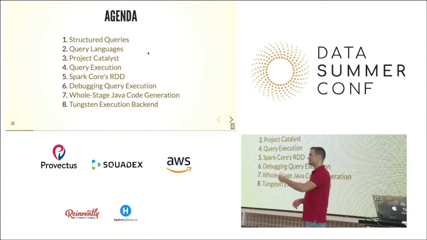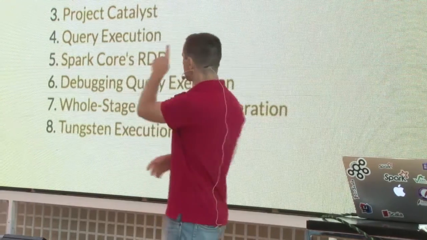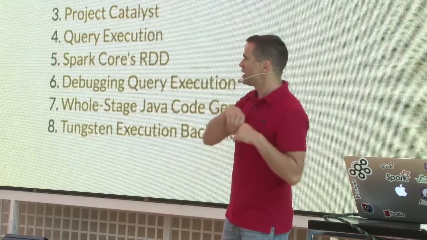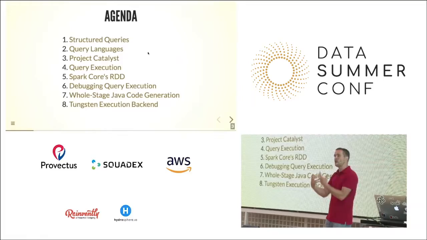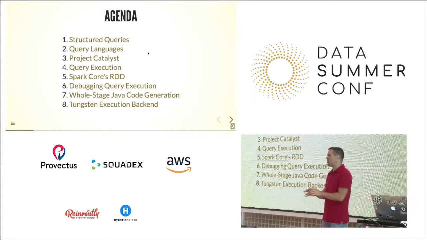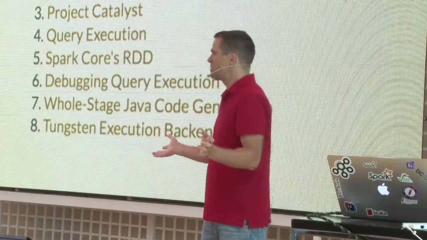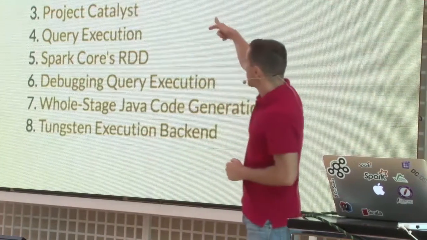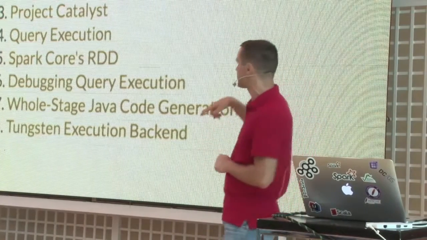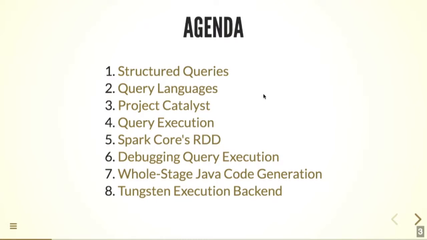Why? Because Spark structured streaming, because structured queries know the data that it's going to work with. It can apply optimizations you don't have time to understand or apply because it can be done automatically. Then we go through different query languages. There are 3 query languages supported by Spark SQL. Project Catalyst, you may have heard of, QueryExecution, and other things.